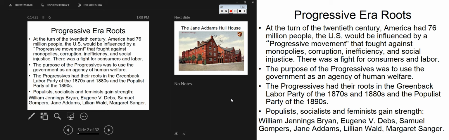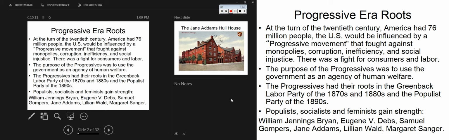Really what the progressive movement is all about is a public battle against monopolies, corruption, inefficiency, social injustices. And it's a battle between consumer, a fight for consumers and labor against the powerful tycoons like J.P. Morgan and John Rockefeller, who had Congress at their beck and call during the era.